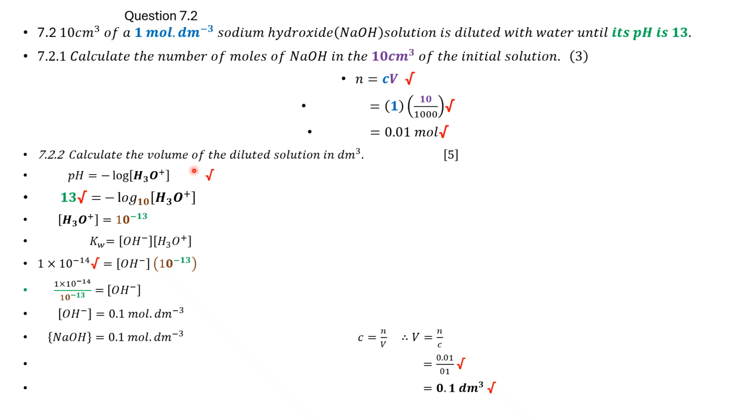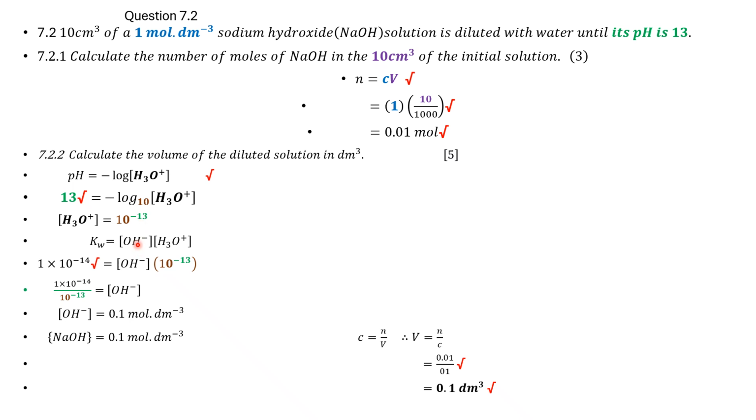7.2.2, they say calculate the volume of the diluted solution in decimeter cubed. So they've given us pH is 13. The equation for pH: pH equals negative log of the H3O plus concentration. pH is 13. We naturally assume you know that the logarithm has a base of 10. So from there, you can take the concentration of H3O plus, and that becomes 10 to the power negative 13.